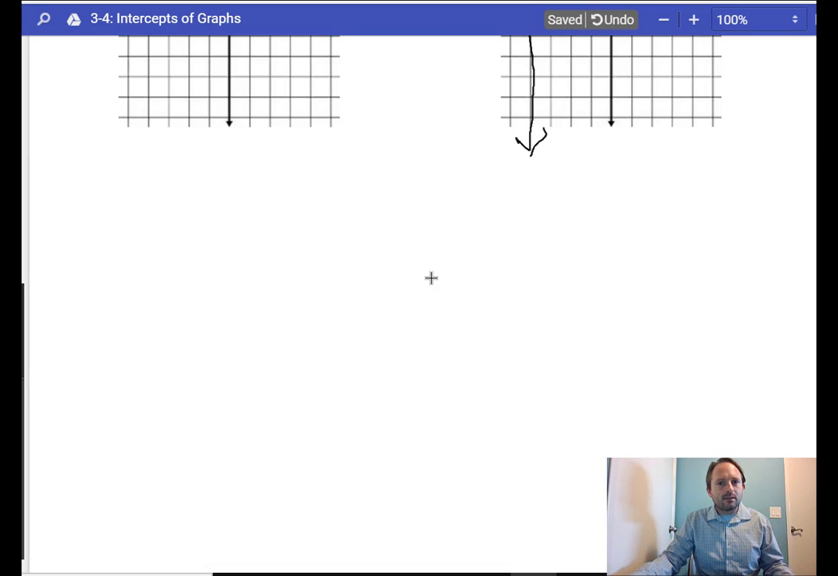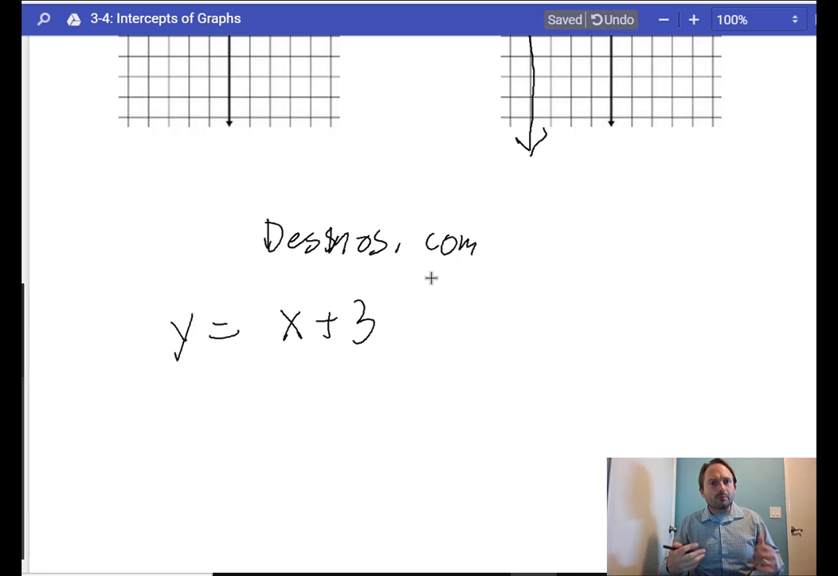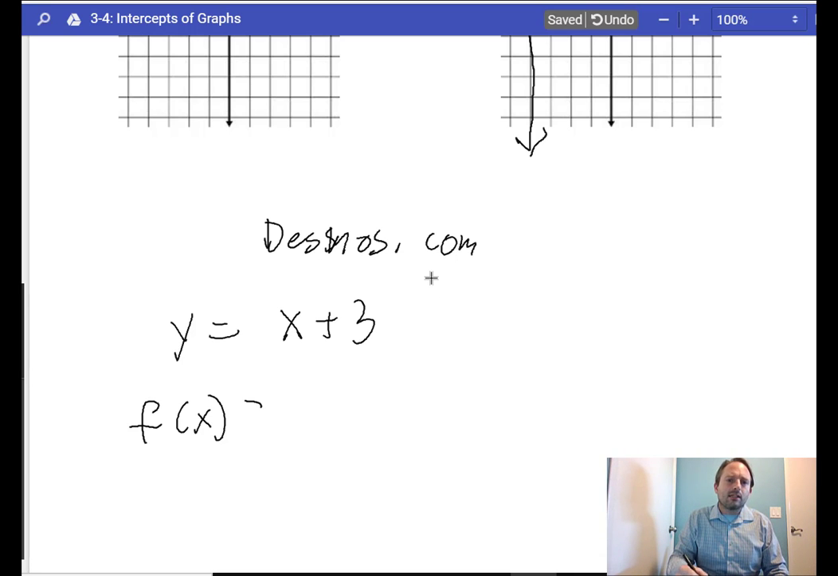And that's it. So if you're struggling, you can always go to desmos.com. You can plug it in, like y equals x plus 3, and it will show you the graph. It's totally fine. Or it might say f of x equals x plus 3. Either way, it will show you the solutions by graphing.